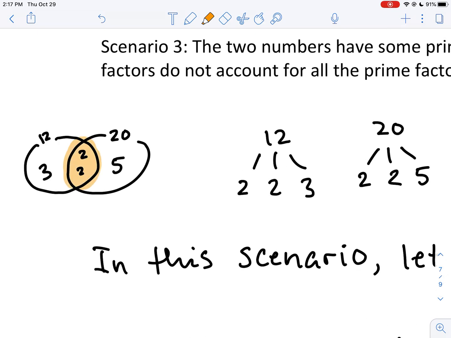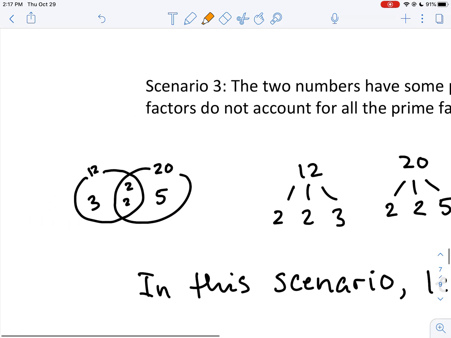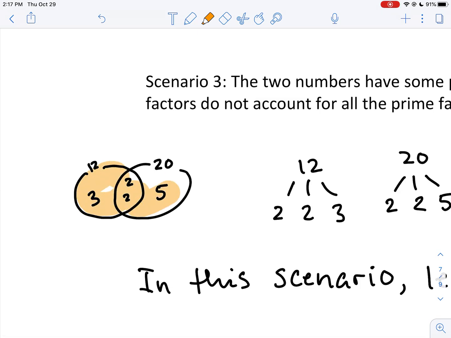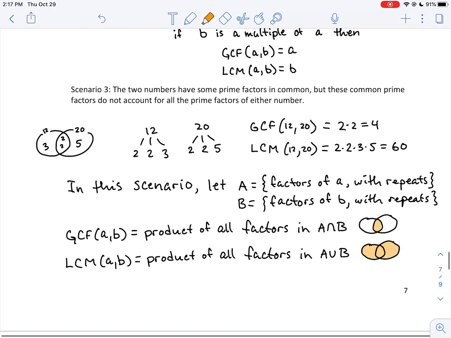And so the GCF will be what's in common. So 2 times 2 will be the GCF. The greatest common factor is going to be 4. And the LCM is going to be the product of everything you see in the union. So 3 times 2 times 2 times 5 will be the LCM.